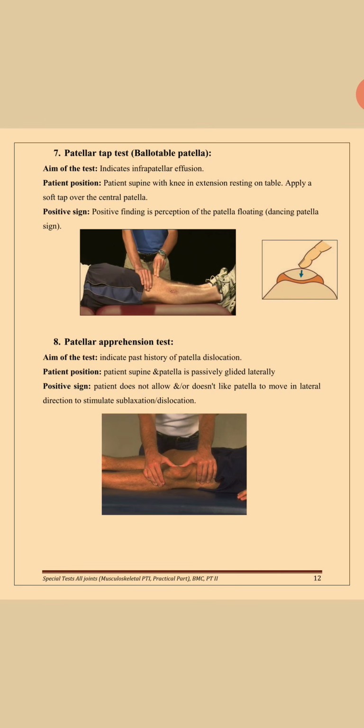Patellar apprehension test. Aim of the test: indicates past history of patellar dislocation. Patient position: patient supine and the patella is passively glided laterally. Positive sign: the patient does not allow and/or doesn't like the patella to move in a lateral direction, to simulate subluxation or dislocation.